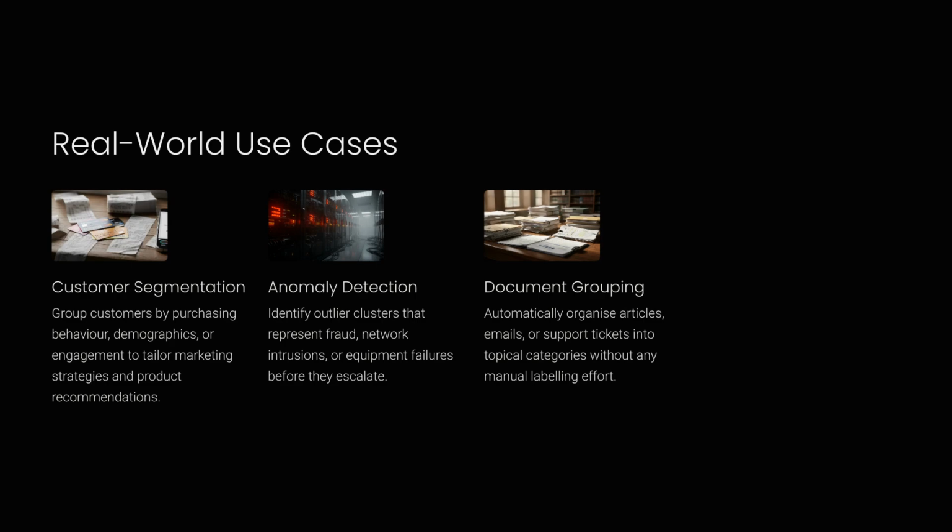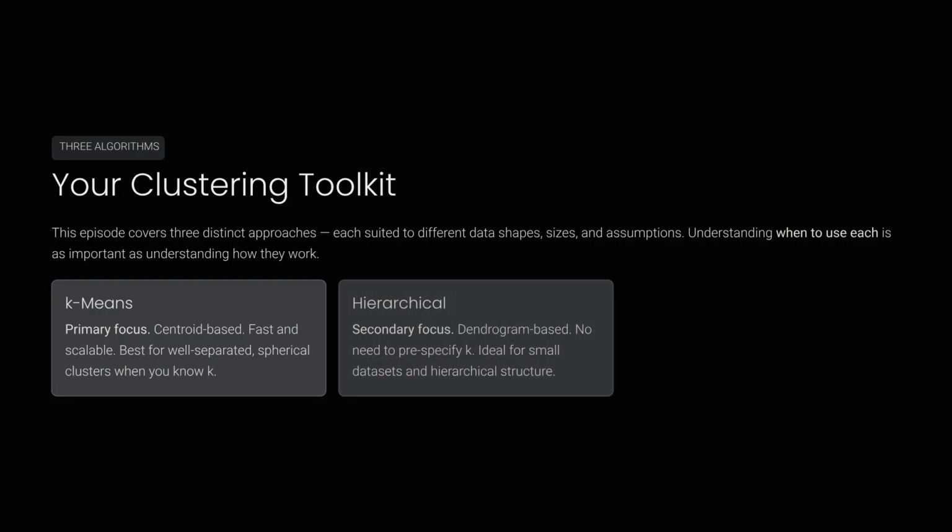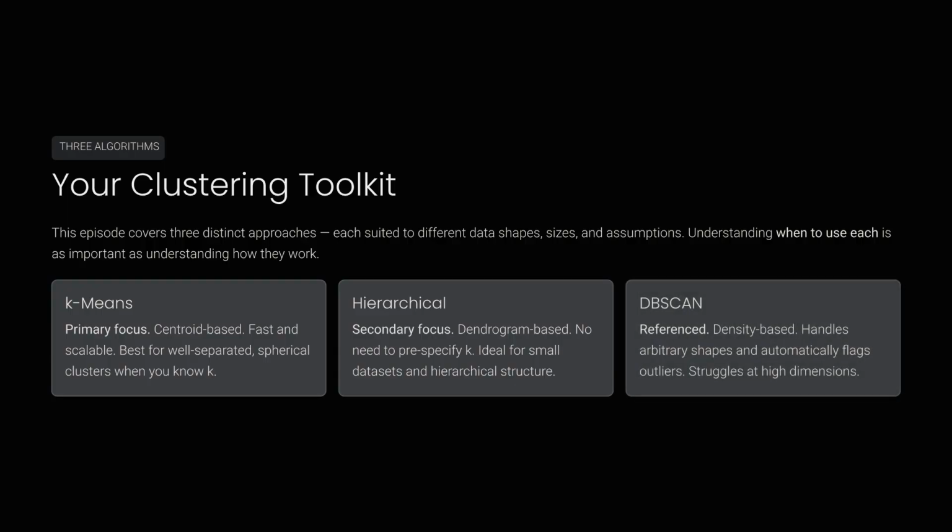Real-world use cases for clustering include customer segmentation, anomaly detection, document grouping, and image compression. These applications leverage clustering's ability to find natural groupings for targeted strategies, detection of outliers, organization, and efficiency. This video covers 3 distinct clustering approaches. K-means is centroid-based, fast and scalable, best for well-separated spherical clusters. Hierarchical clustering is dendrogram-based, ideal for small datasets, and when you don't know the number of clusters, K, in advance. DBSCAN is density-based, handles arbitrary shapes, flags outliers, but struggles at high dimensions.